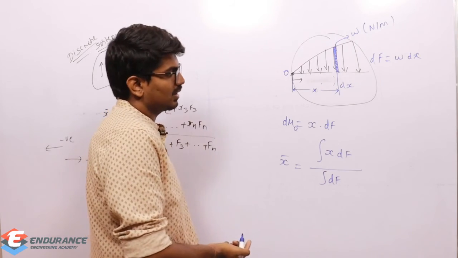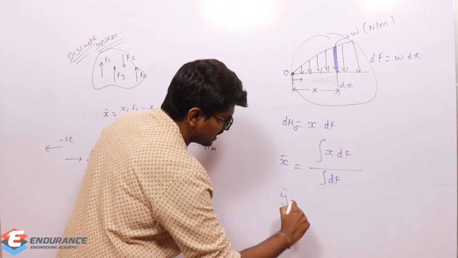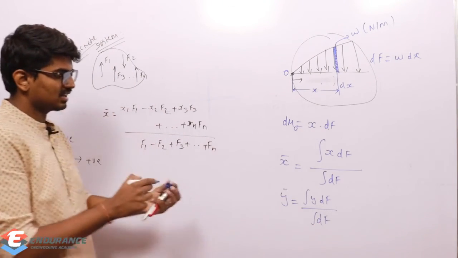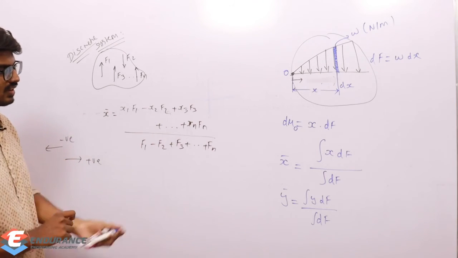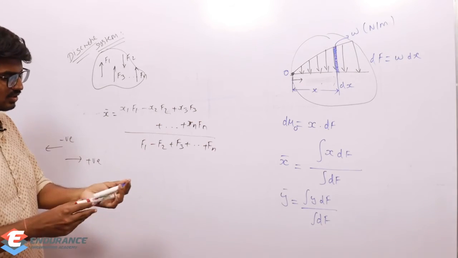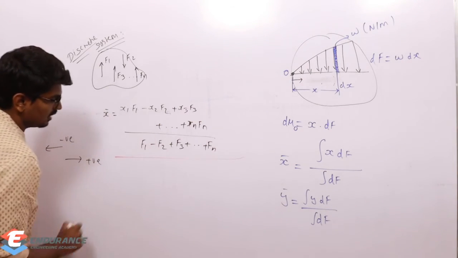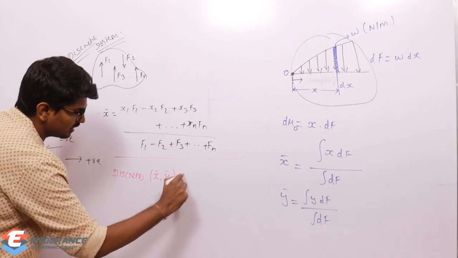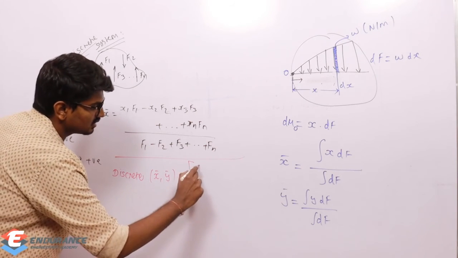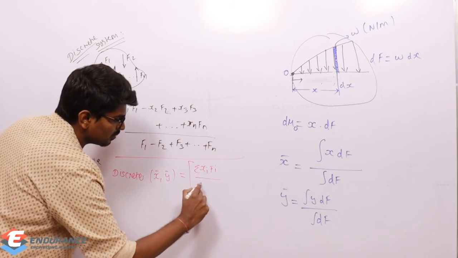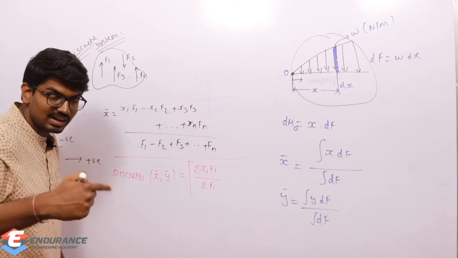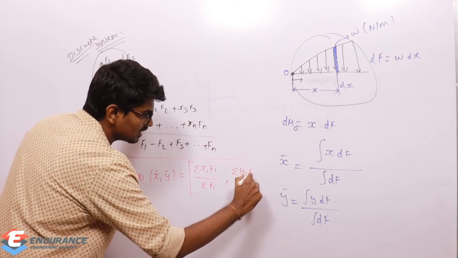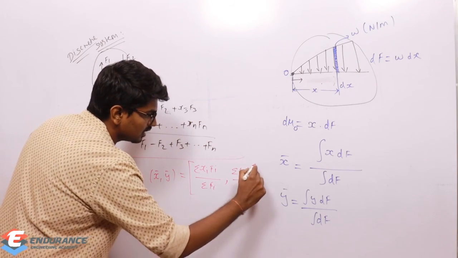Now, what about y bar? Similarly, I will write it here. Y bar will be integration of y into dF divided by integration of dF. So, x bar comma y bar will be integration of x into dF by integration of dF, and similarly integration of y into dF by integration of dF. So, overall, if I consider a discrete system, center of parallel forces will be summation of xi into Fi by summation of Fi, where i varies from 1 to n, comma, y is summation of yi into Fi by summation of Fi.